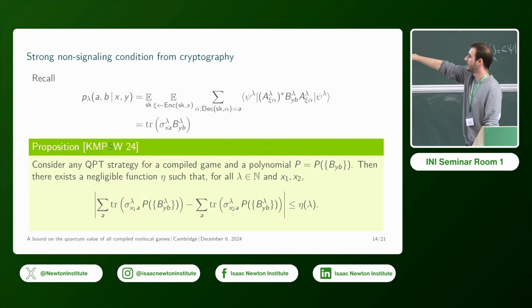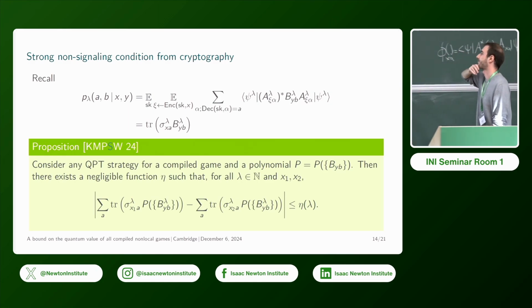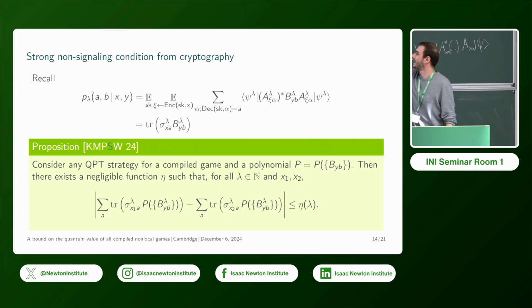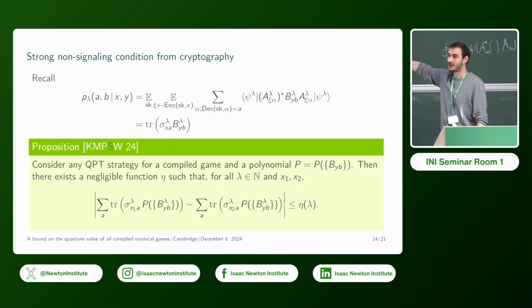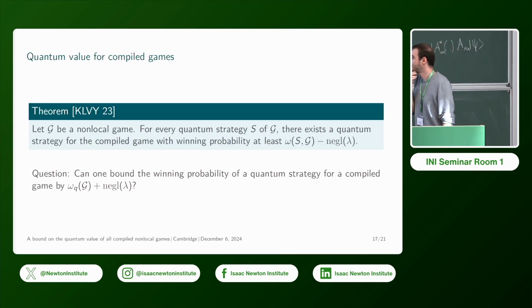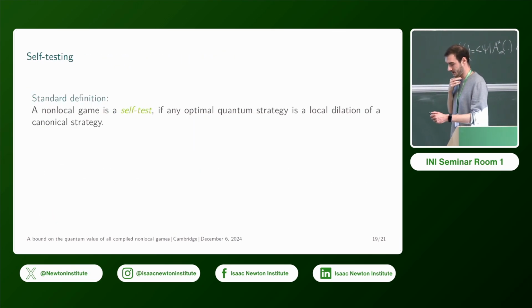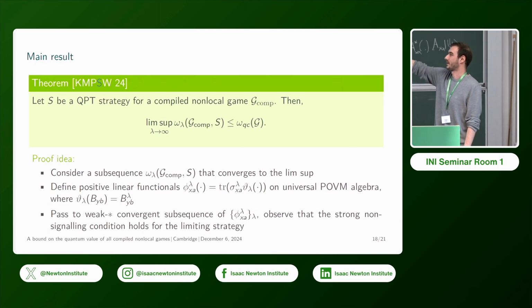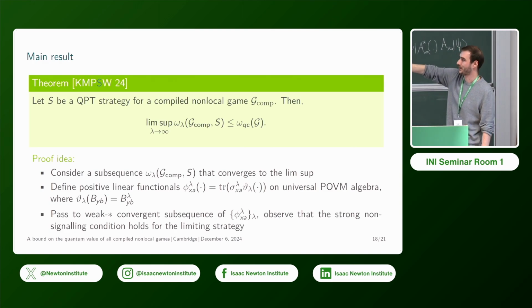at this condition, then I see, okay, now the polynomials are in the generators of the universal C-star algebra, but in the limit, all of this goes to 0. So I will exactly fulfill this strong non-signaling condition. And this means that, okay, sorry. This means, so I took this convergent subsequence with Banach-Alaoglu.